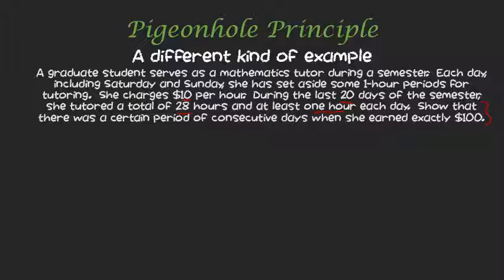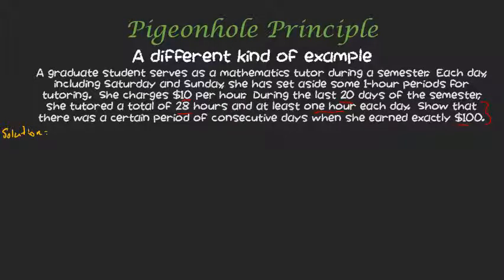exactly $100. So in my opinion, this doesn't scream pigeonhole principle, because usually the pigeonhole principle says something like there's at least one day where she earned at least this amount of money. But this is phrased in terms of exactly, and that there is some period of consecutive days where she earned this. Maybe this is a hint that it's pigeonhole. But nevertheless, it's exactly $100, so it's not clear how pigeonhole will help us here. But nevertheless, it'll come in handy. So let's talk through a solution.